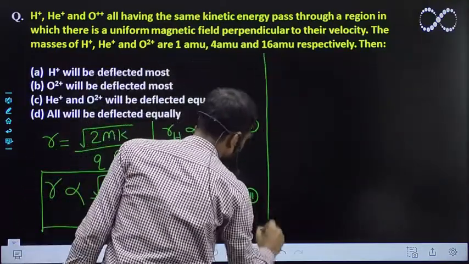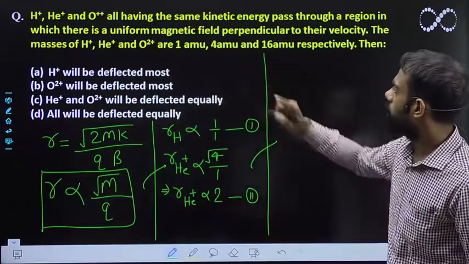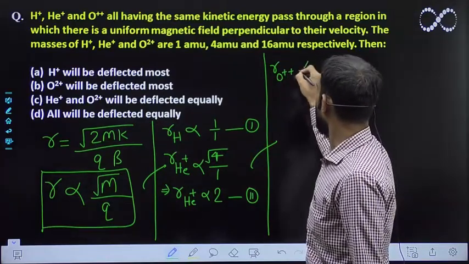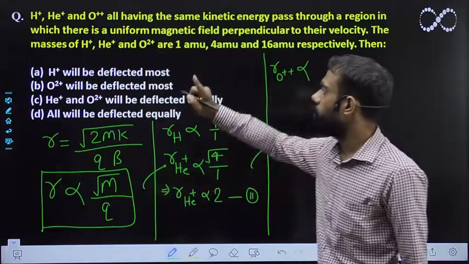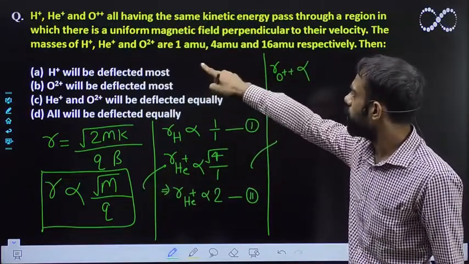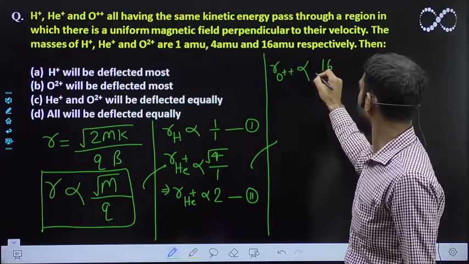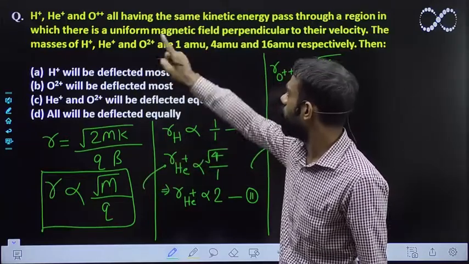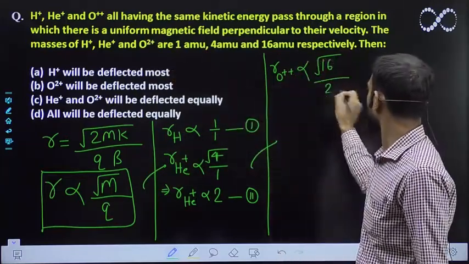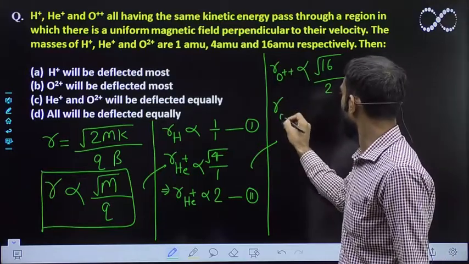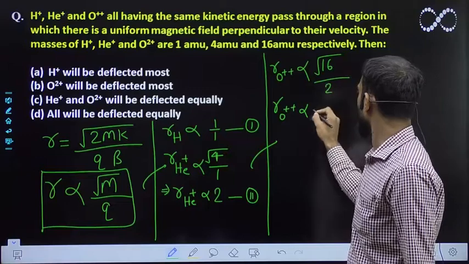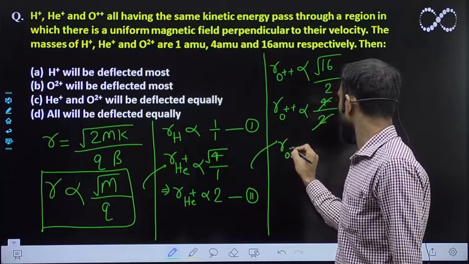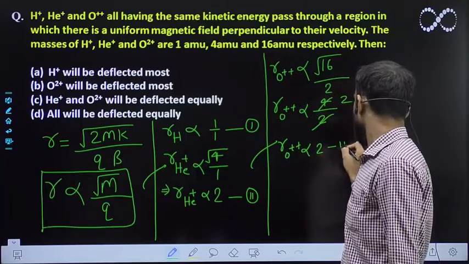Let us make another equation. Now I will talk about the radius of oxygen. It is directly proportional to √m/q. The mass of oxygen is 16, so this becomes √16 upon q. The charge of oxygen is plus 2. So the radius of O++ is directly proportional to 4 upon 2, which becomes 2 only. So the radius of oxygen plus plus is directly proportional to 2. Let us call this equation 3.